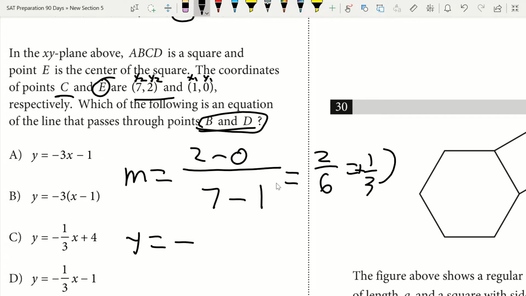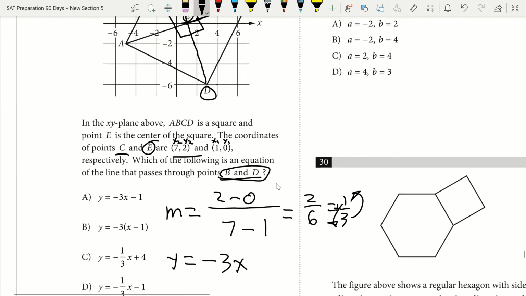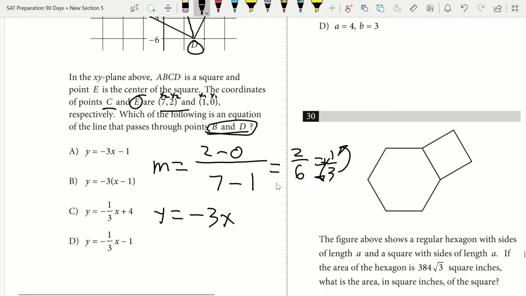Then we take this 3, flip it up, and we take this 1 and flip it down. So now we'll have 3 over 1, which we know is 3. So we'll have negative 3x, that's going to be our slope there. The next thing I have to check is my answer choices, to see if that gives me my correct answer right away.